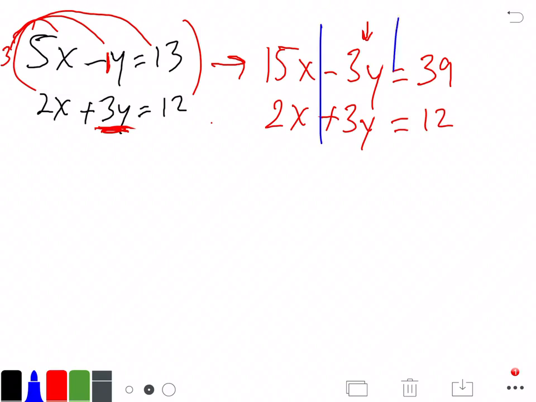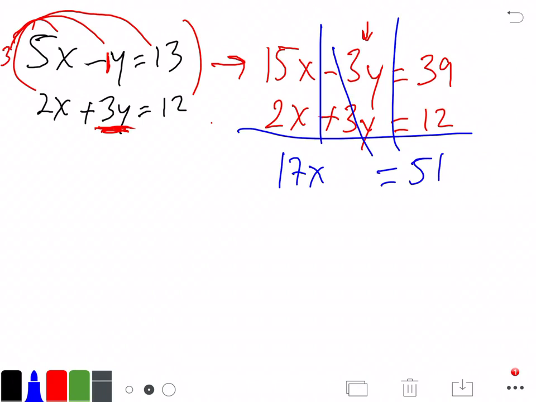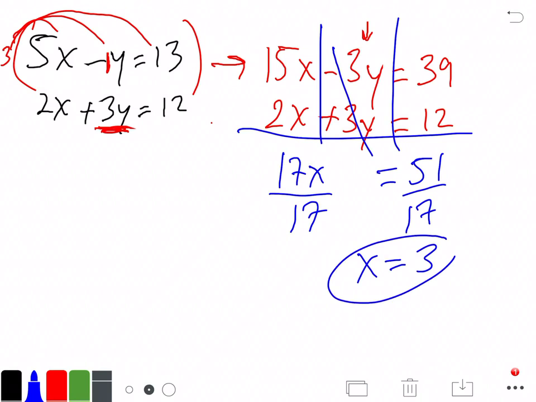We can now just treat this like any other elimination question. Treat it like 3 separate addition questions. 15x plus 2x is 17x. My negative 3y and my 3y cancel out, they eliminate. Carry the equal sign. 39 and 12 is 51. It is a one-step equation. Divide each side by 17. You're left with x equals 3.